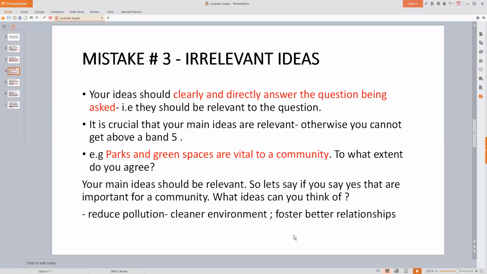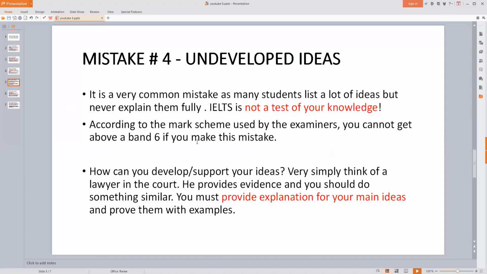From a health perspective, the green spaces and parks are very important. So you see, the ideas that I'm thinking of are clear and they're directly answering the question. And you should do the same. You should think of a clear idea, one that directly answers the question that is being asked to you. Let's move to the next one, guys. So mistake number 4.